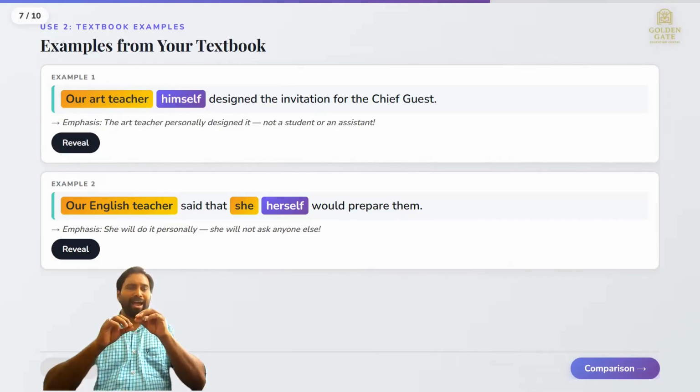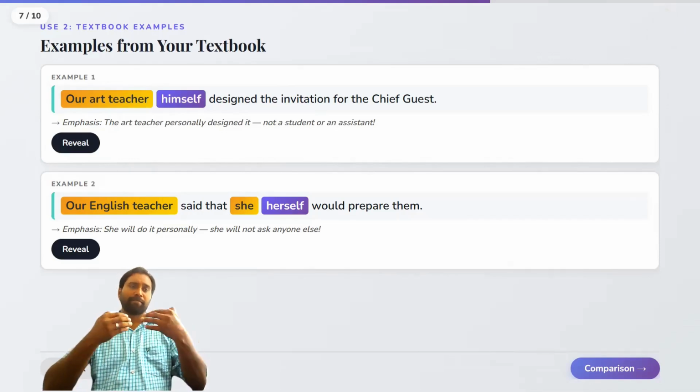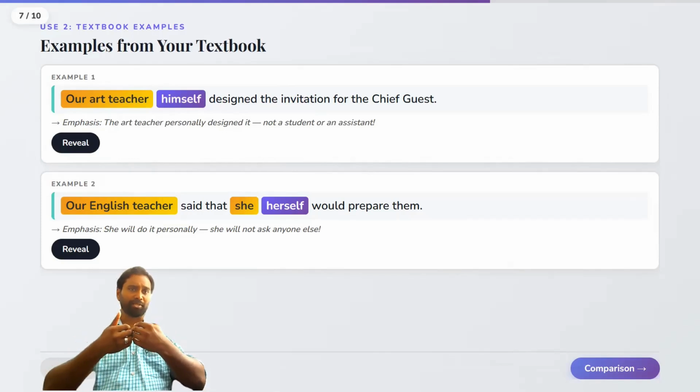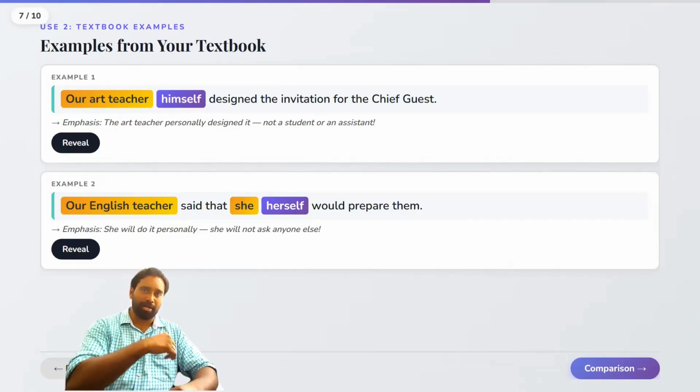Clear? And again, children, if we remove herself, what would happen? We get a different sentence. Our English teacher said that she would prepare them. Still, the sentence is grammatically correct, but we have just lost the emphasis. That's it. Clear? All right. Now, let's put these two uses side by side and we'll do a little comparison. Let's do that.